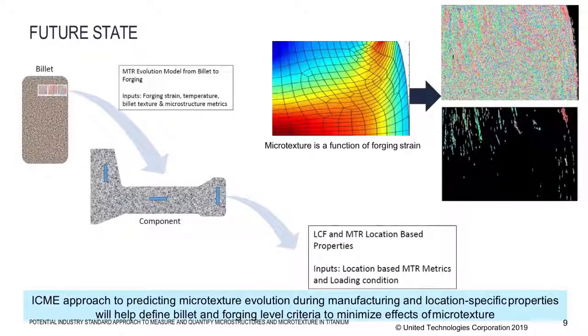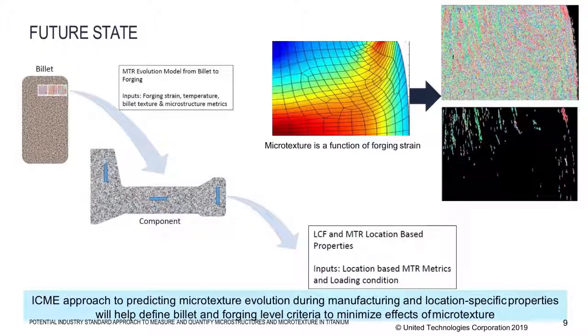So future state, this is kind of going on right now with programs called Materials Metals Affordability Initiatives, MAI, sponsored by the Air Force, and a lot of OEMs and suppliers are part of it. So a lot of this work is from those programs where we're trying to model microtexture from the billet stage, from the cogging. Then you forge it into a component, and then you take dwell samples in different orientations, axial, radial, tangential. And they'll all have different textures. There are different locations that have different cooling rates, so we're trying to predict basically the microtexture in those locations as a function of your kind of strain maps and predicted cooling rates.